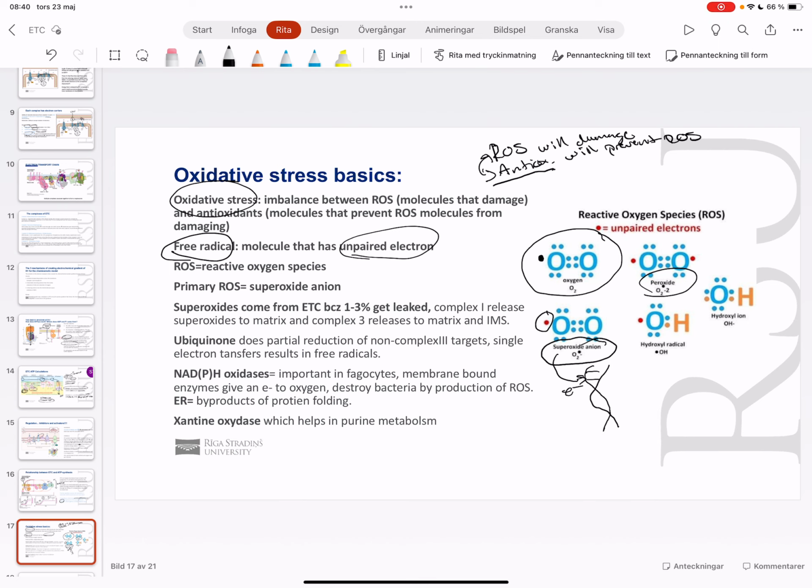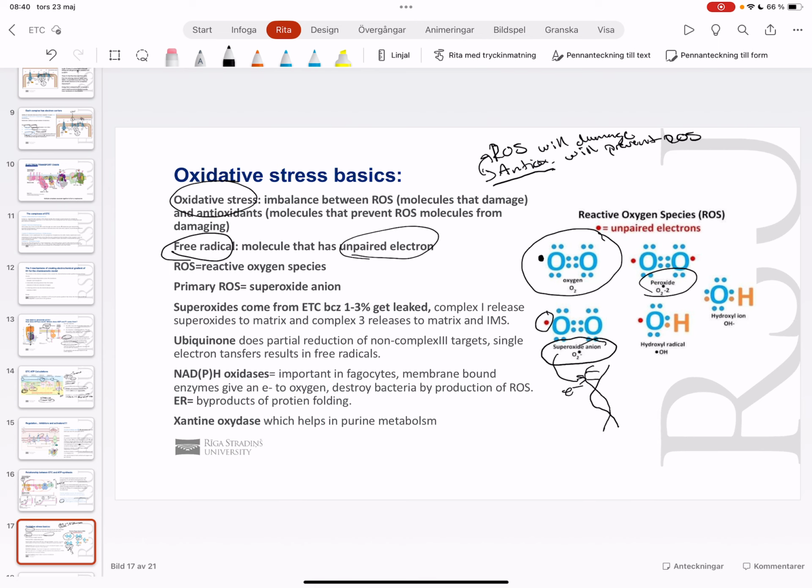Now, where do these reactive oxygen species come from? They come mostly from the electron transport chain, because 1 to 3% of electrons get leaked. Complex 1 releases superoxides to the matrix, and complex 3 releases ROS to the matrix and to the intermembrane space. Then we have ubiquinone that does partial reduction of non-complex 3 targets. So it will give away electrons to stuff that it shouldn't give electrons to.